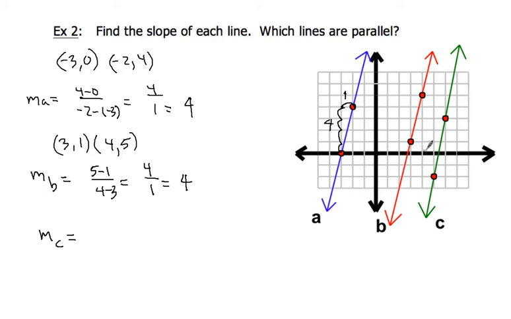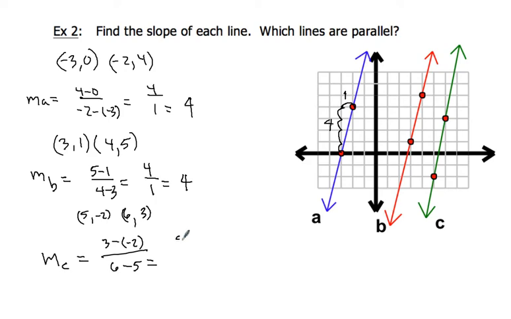So I've got 1, 2, 3, 4, 5, -2. So I'm going to have 5, -2 as one of my points, and then I'm going to have 6, and that goes up 1, 2, 3. I'm going to have 6, 3 as my other coordinate point. So when I go ahead and calculate the slope for line C, I'm going to have 3 minus -2 over 6 minus 5. Now 3 minus -2 gives me 5, and 6 minus 5 is just 1. So when I simplify that, I get a slope of 5.